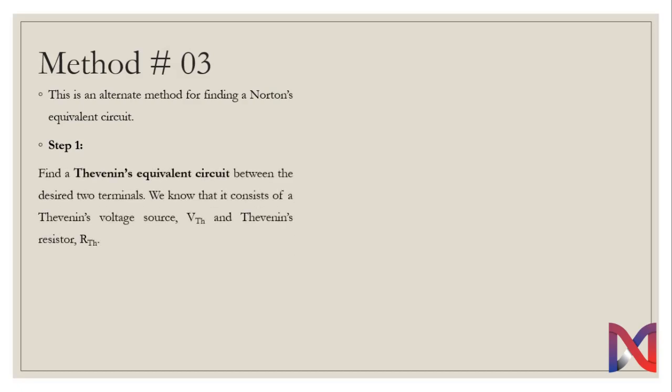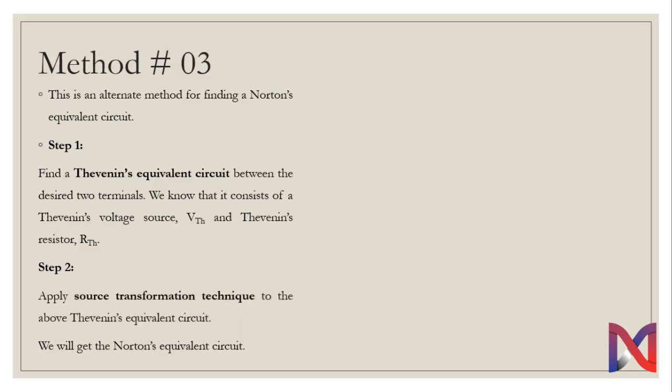As far as method 3 is considered, it is an alternate method for finding the Norton's equivalent circuit. The step 1 is finding a Thevenin's equivalent circuit between the desired terminals. We know that it consists of a Thevenin's voltage source VTH and Thevenin's resistor RTH. Step 2 is getting the Norton equivalent circuit through application of source transformation technique to the Thevenin's equivalent circuit.